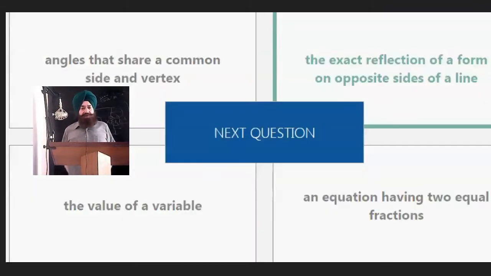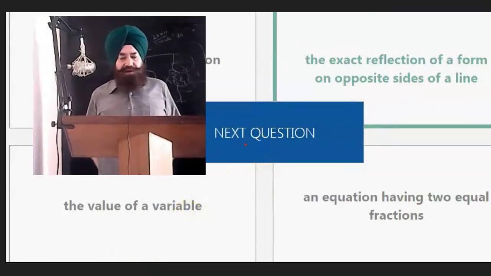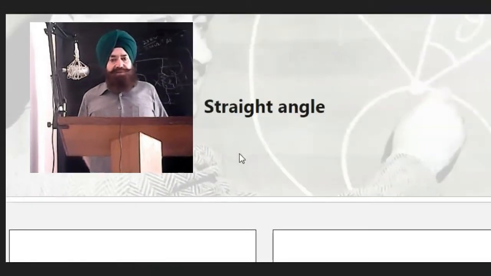Hurry up, give the correct answer. Okay, this answer is correct: the exact reflection of a form on opposite sides of a line. Now coming to the third question.